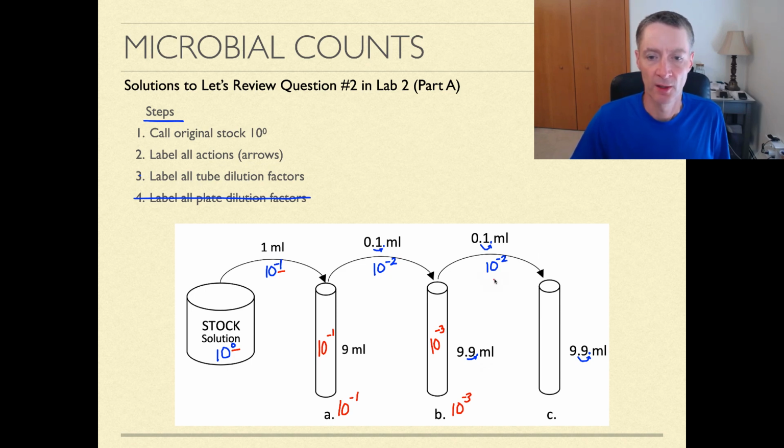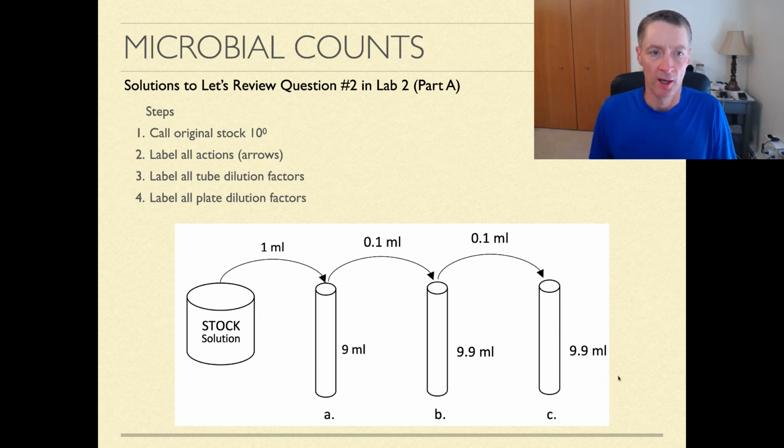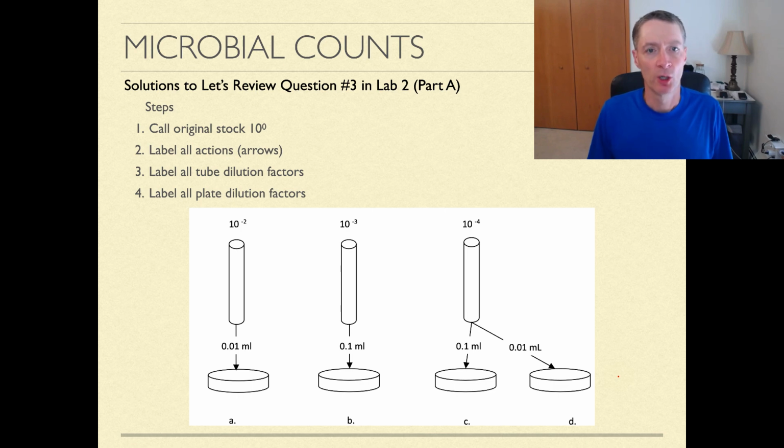We do it again. We add powers. We have negative 3 and a negative 2. We have 10 to the negative 5. 10 to the negative 5 is our answer for C. Okay? All right, let's take a look at question number 3 in the Let's Review section.